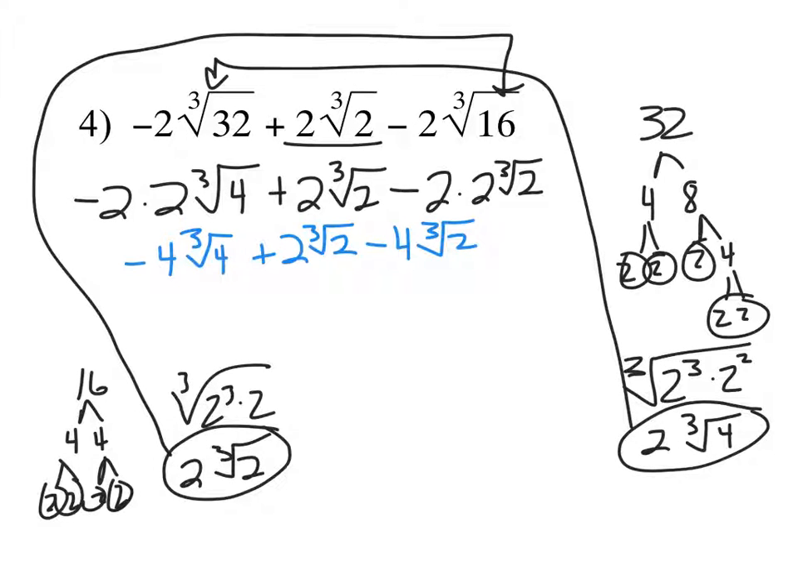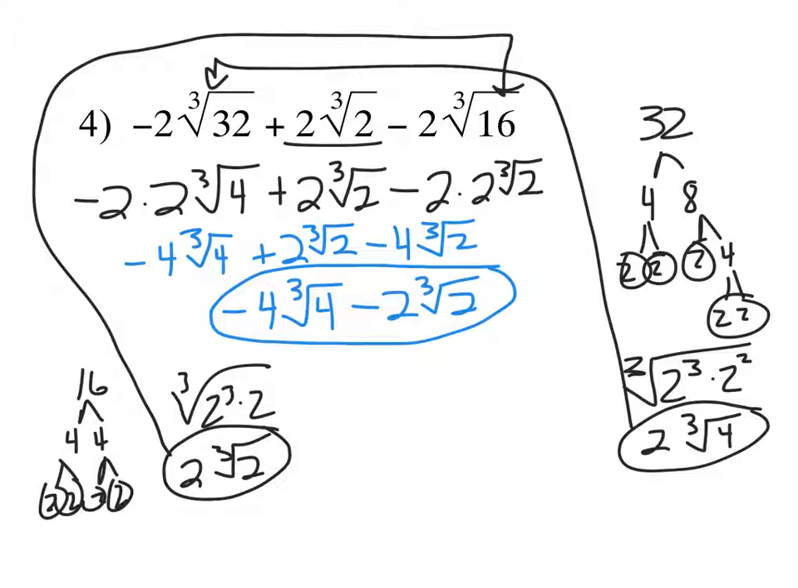Okay, now from here, I'm looking to see, okay, do I have any roots that are exactly the same? Well, I have a cube root of 4. I don't see any other cube roots of 4. This guy's not going to be able to combine with anything. But I do have cube roots of 2 right here. So positive 2 minus 4 gives me, the first term is negative 4 times the cube root of 4. And then 2 minus 4 is negative 2 times the cube root of 2. Now, these I cannot combine because the number underneath the root is not the same. I'm done.